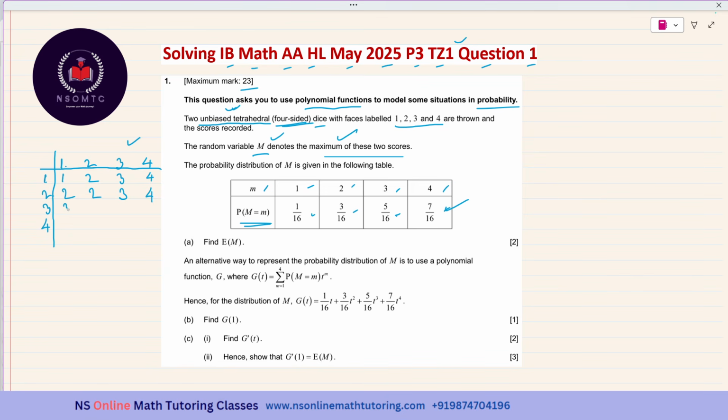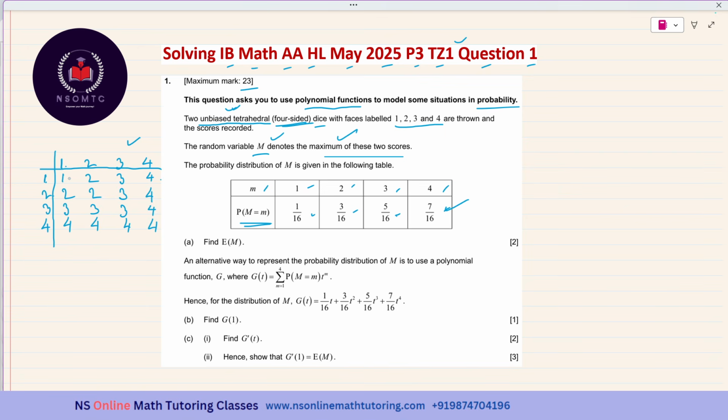3 and 1, the maximum is 3. 3 and 2, maximum 3. 3 and 3, maximum 3. 3 and 4, maximum 4. And 4 and 1, maximum 4. 4, 2, maximum 4. 4, 3, maximum 4. And 4, 4, maximum 4. So you are having 16 entries over here.